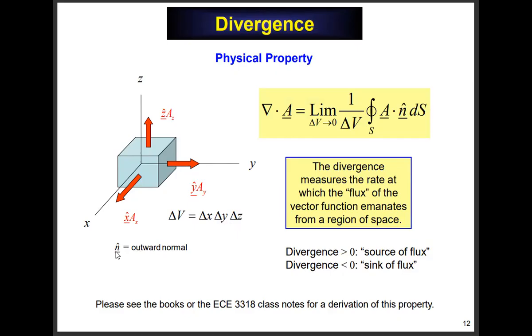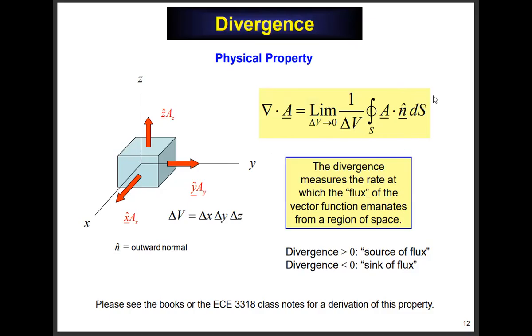And n hat means unit vector, n hat is the outward pointing normal. Like on this face of the cube, n hat would be positive x hat. On this face of the cube, n hat is positive y hat. On this face of the cube, n hat is negative y hat, etc. 6 faces, 6 unit normals. Anyway, you can prove that the divergence at this point has the following physical interpretation. It's the limit as the cube shrinks down of the closed surface integral over the surface of the cube, in other words, all 6 faces, of the vector dot outward normal, divided by the volume.